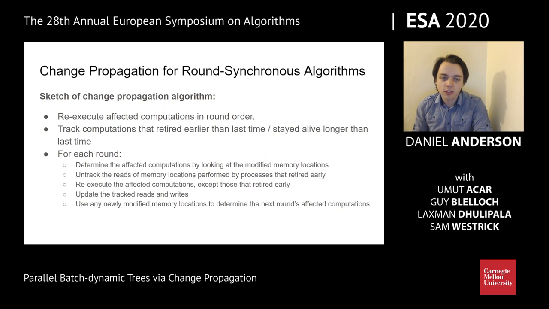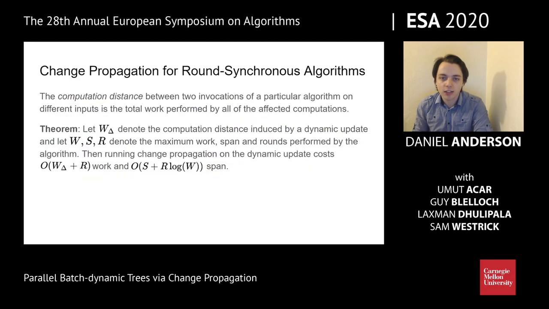Then, for each round in order, we can determine the affected computations by looking at which shared memory locations have been modified. We can then update the tracked reads and writes. We can re-execute all of the affected computations, except of course those that retired early. Update the tracked reads and writes again, and then we can repeat, using any newly modified memory locations to determine the next round's affected computations.